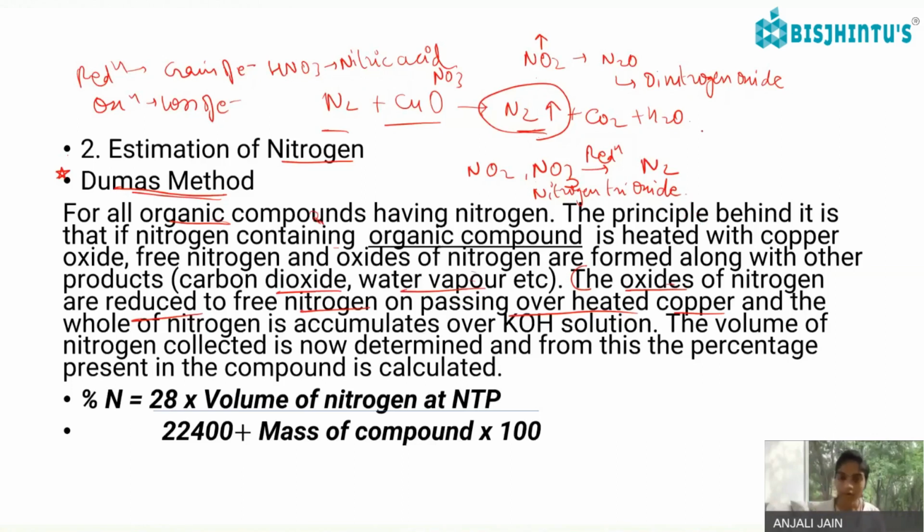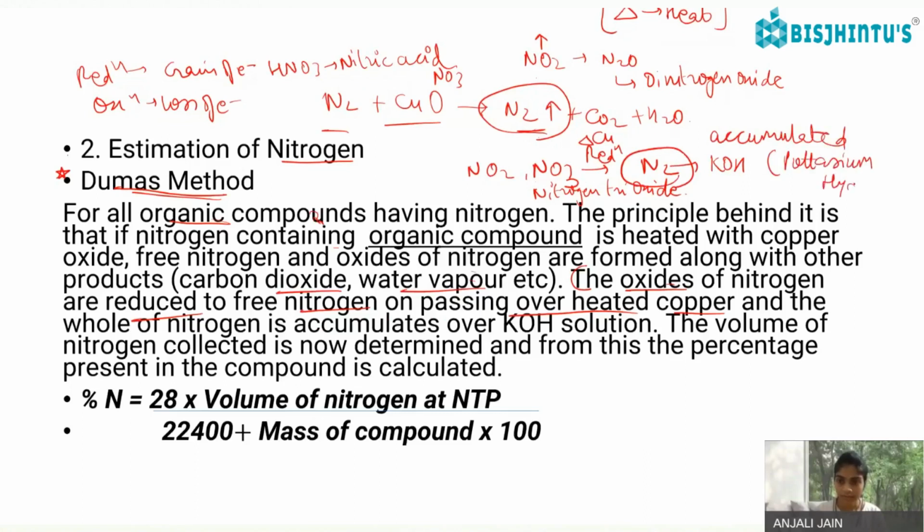On passing over heated copper, this symbol is for heat, and the whole of the nitrogen is accumulated over KOH solution. KOH is our potassium hydroxide. The volume of nitrogen collected is now determined, and from this the percentage can be calculated.